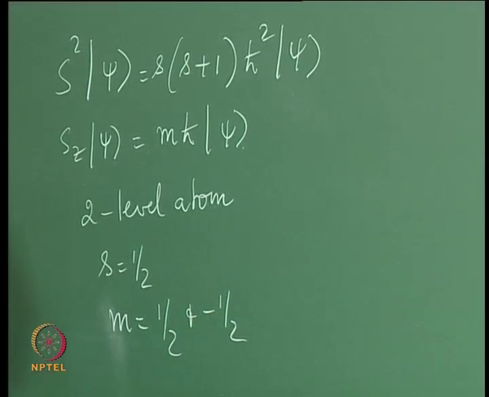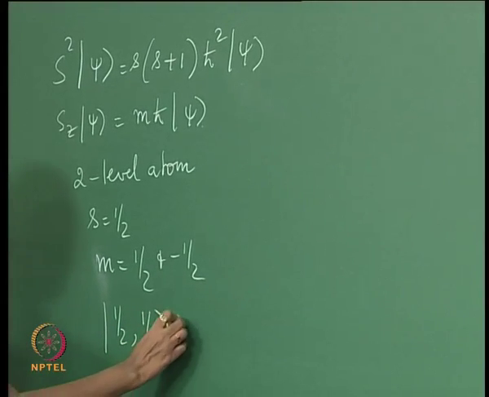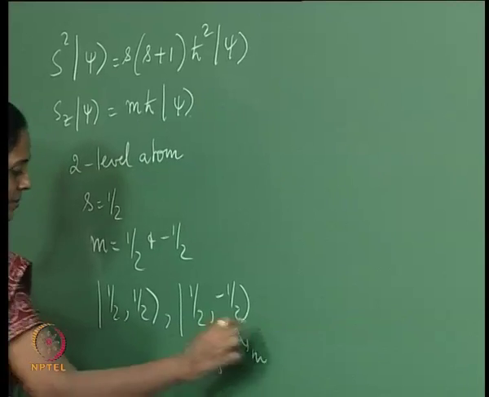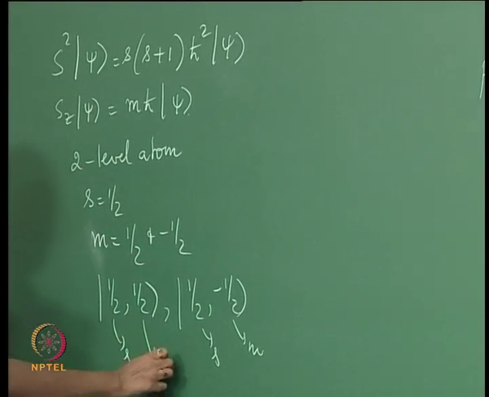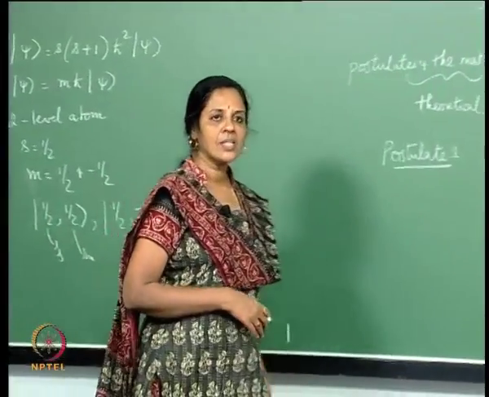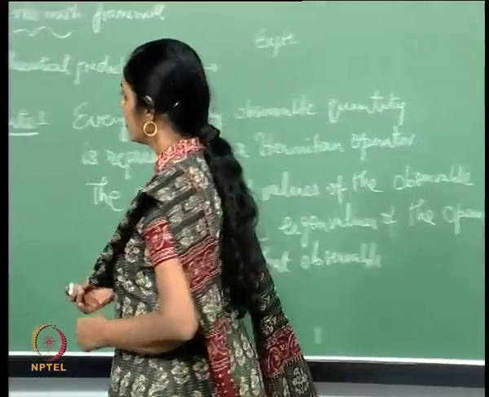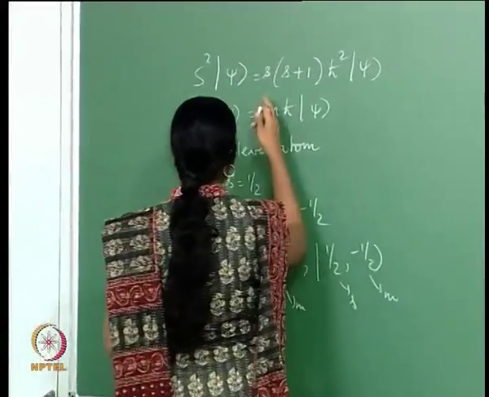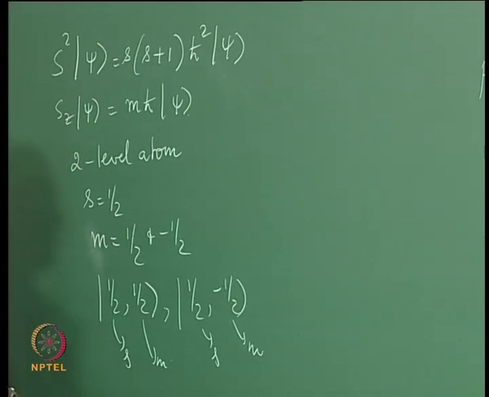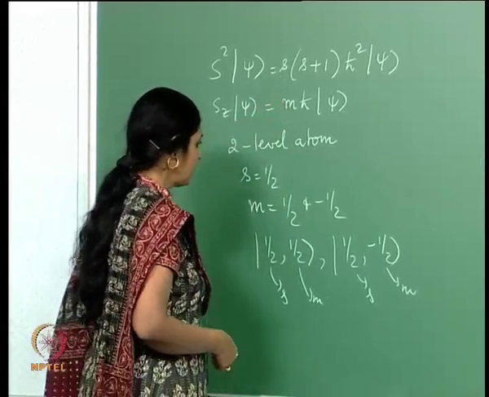And therefore, I defined for you in a previous lecture two basis states labeled by the S and M values, and the states were half half and half minus half. It was on the basis of this, you will recall that in passing I mentioned fermions and bosons. Fermions have half integer spin, that means S can take values half, three halves and so on, and bosons have integer spin, which means S can take values 0, 1, 2, 3 and so on.